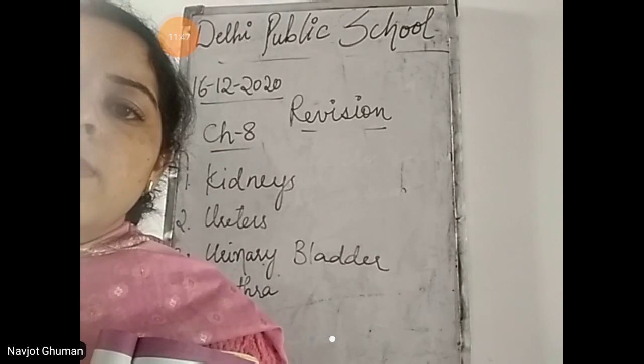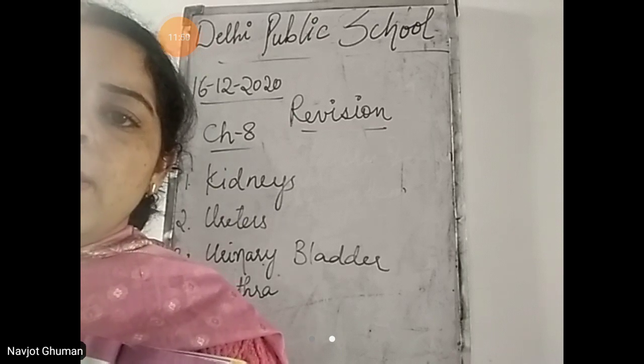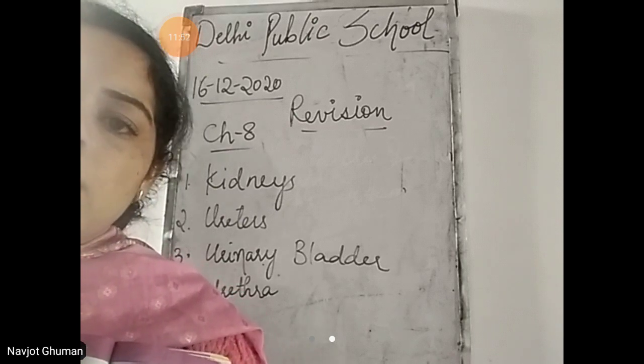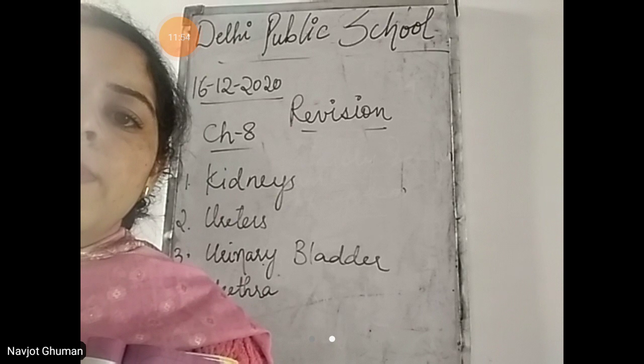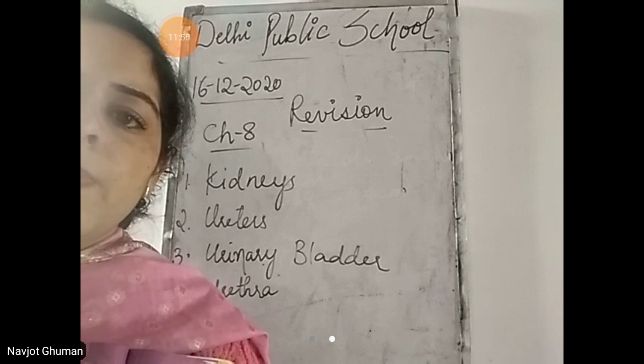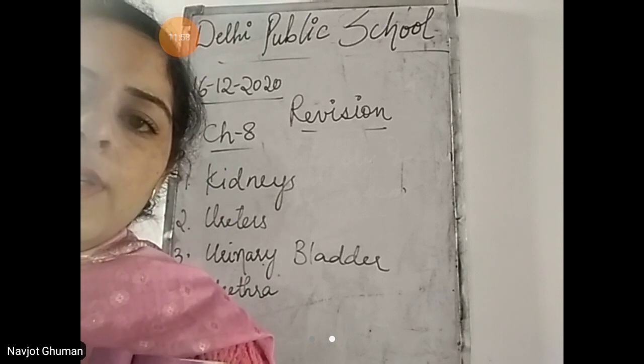So beta, this was about chapter number 7 and chapter number 8. Both the chapters are thoroughly revised. Read them properly, revise them properly, and all the best for your unit test.